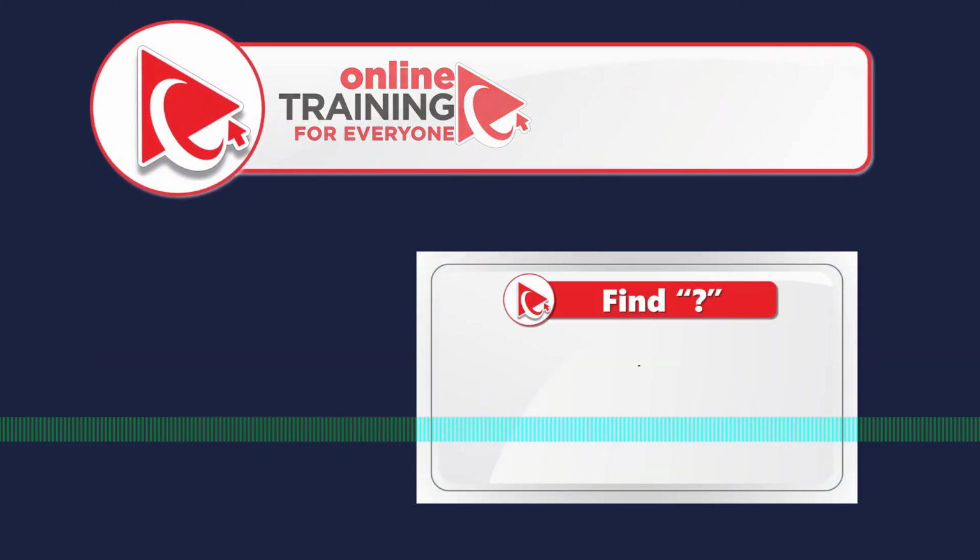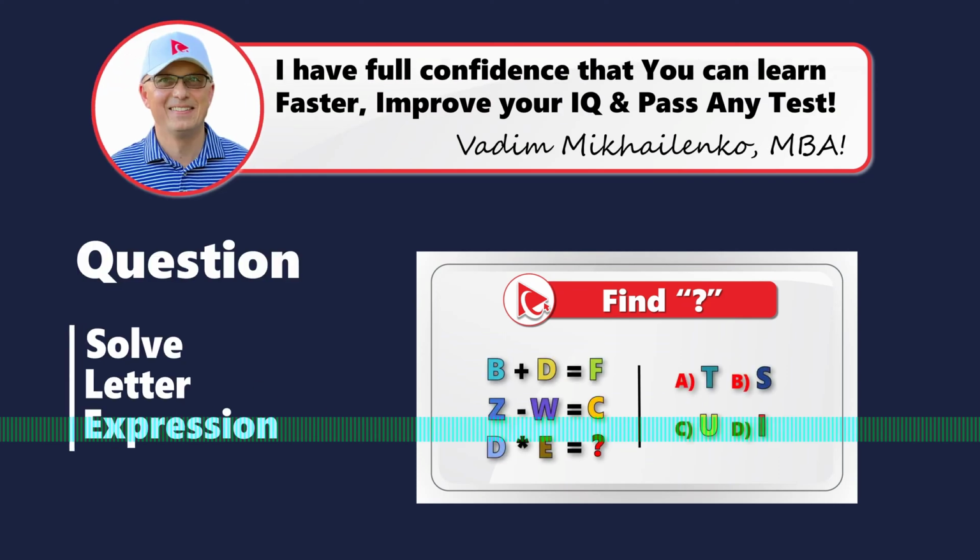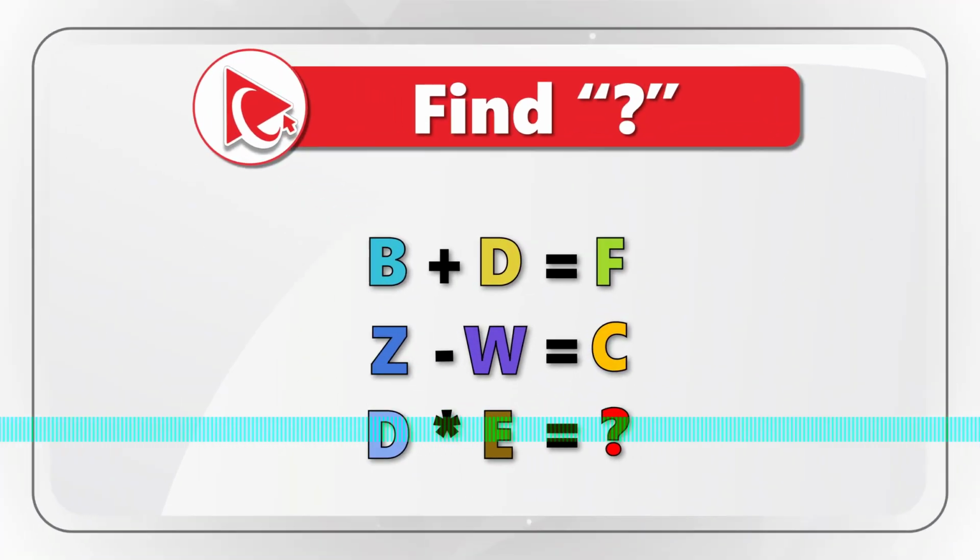There's no better question to boost your IQ and brain power. You're presented with 3 expressions, and you need to find the missing item in the third expression. The first expression is B plus D equals F. The second expression is Z minus W equals C.